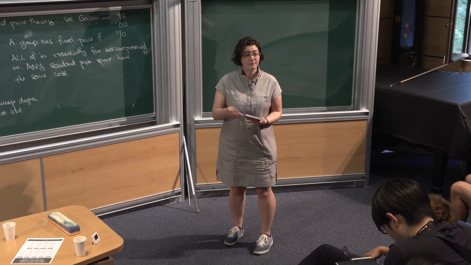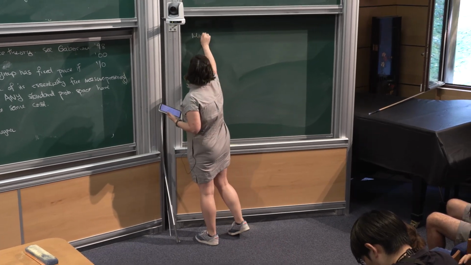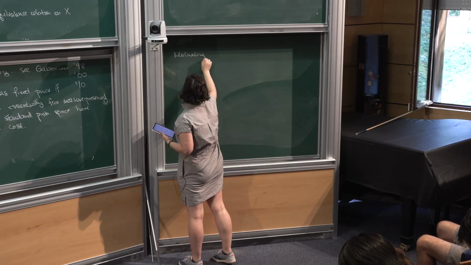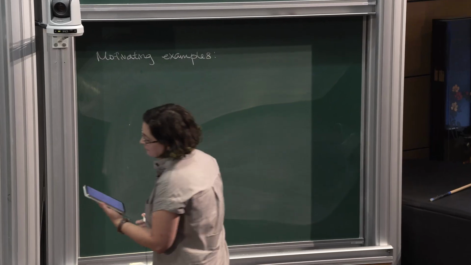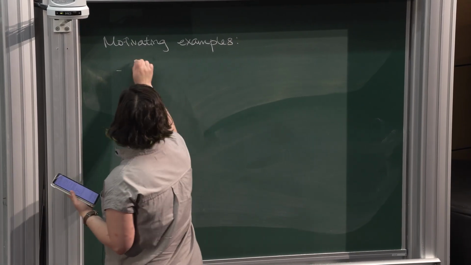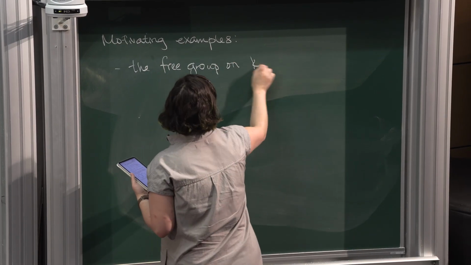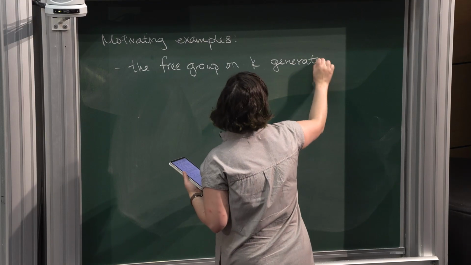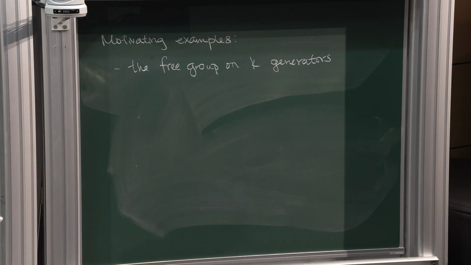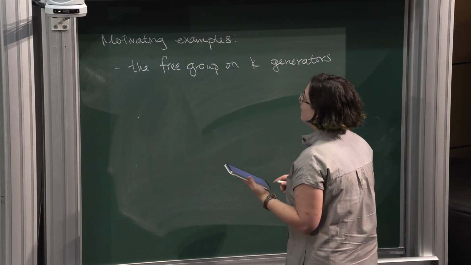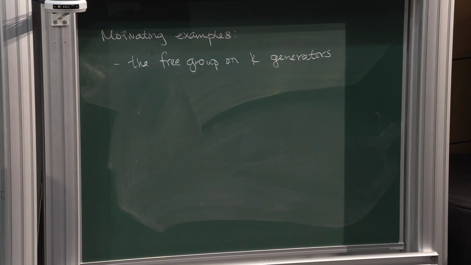Are there examples of groups that do not have fixed price 1? Yes, I will tell you. A result due to Gaboriau in, actually, 98: the free group on K generators, maybe you can guess, has fixed price K.